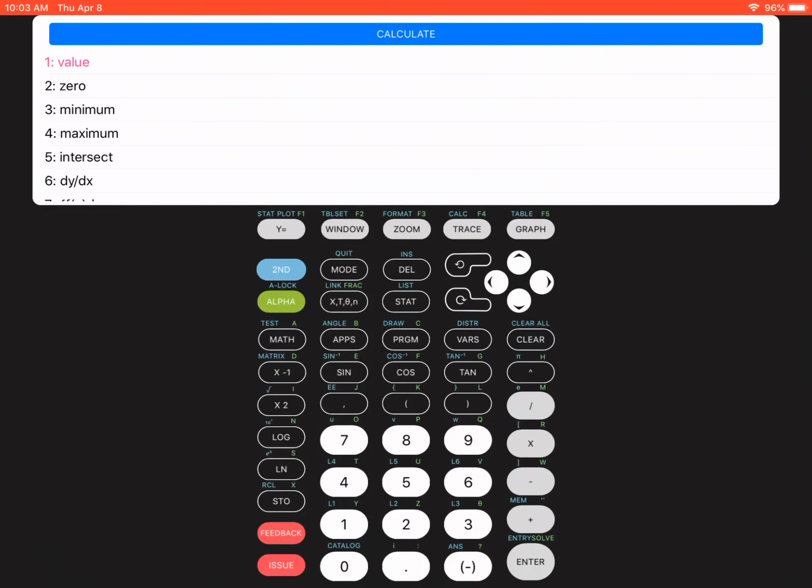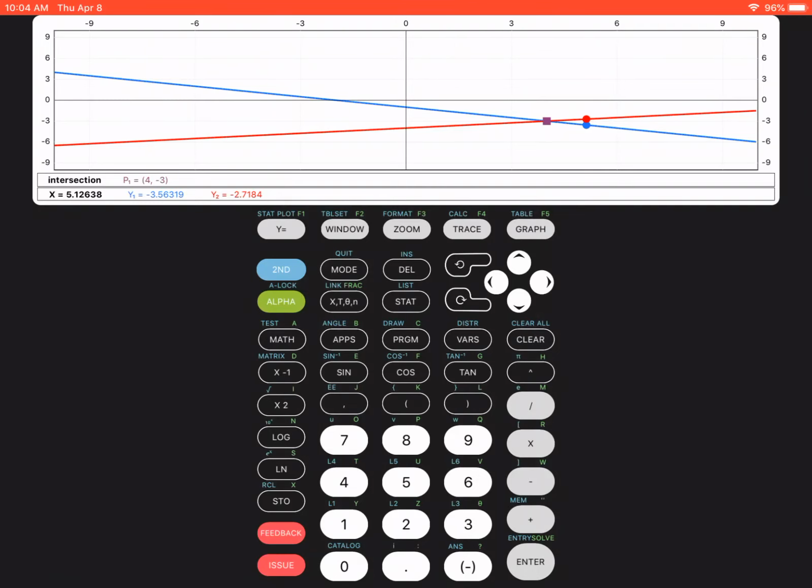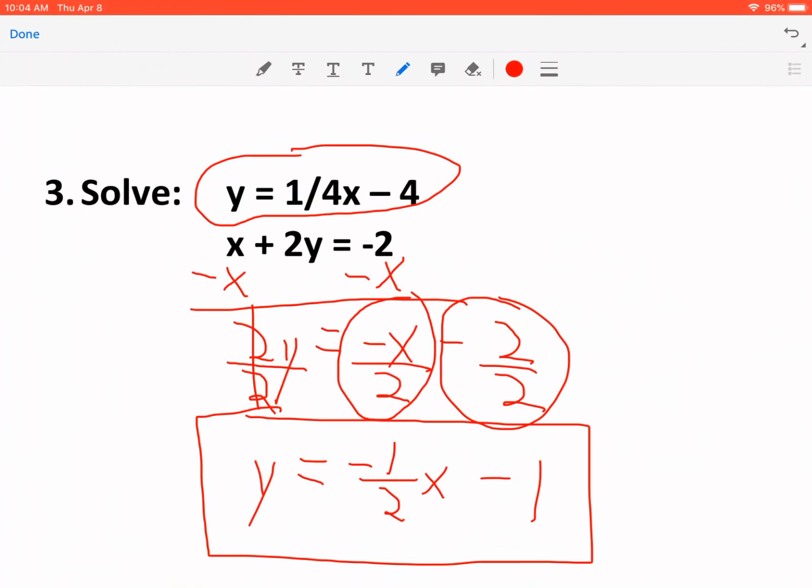And again, it's second calc. Number 5 is intersect. On a regular calculator, just hit enter 3 times. I need to find the left boundary, which currently, that's where it's at. It's on the left side. And then right boundary, I just need to move it to the right side. And it says my answer is 4, negative 3. So that should be it. So I'm going to type in 4, negative 3.